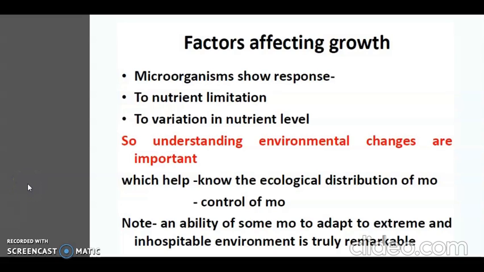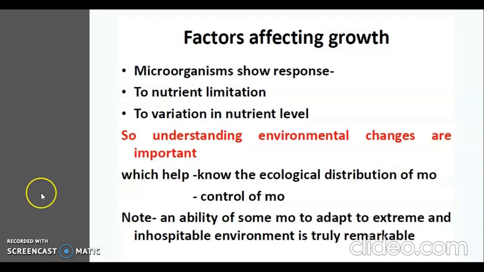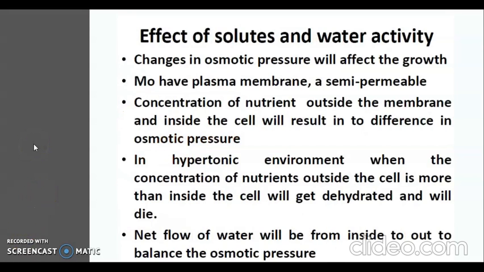Also, the ability of some microorganisms to adapt to extreme and inhospitable environments is truly remarkable, and this property of microorganisms has been exploited for a number of applications in different fields. There are various environmental factors that determine microbial growth, and it includes solute concentration of the environment.